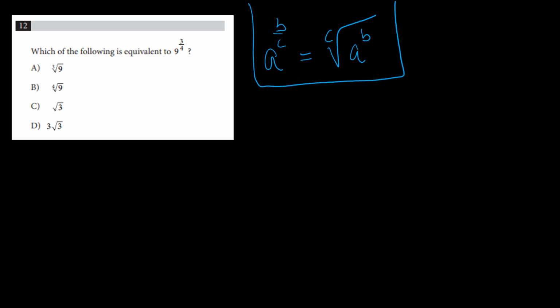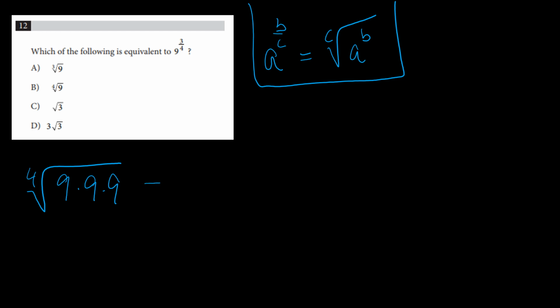Okay. Which of the following is equivalent to 9 to the 3/4? Well, I'm going to say a to the b over c equals the c-th root of a to the b. This right here is very important for SAT questions, so it'll get you a lot of free points like this one. So let's say then that the 4th root of 9 cubed, I'm going to write it like this for now, is equal to 9 to the 3/4.